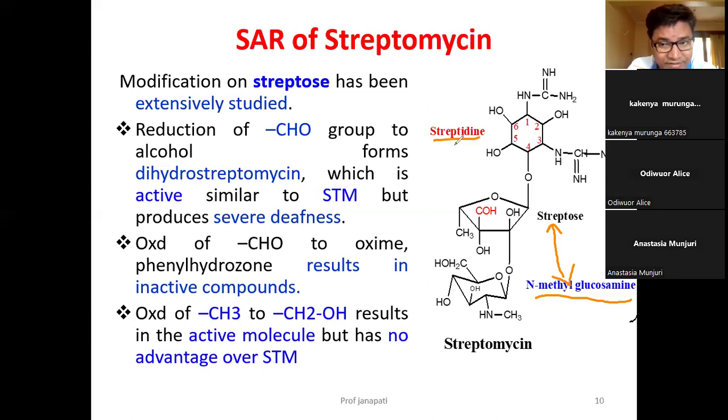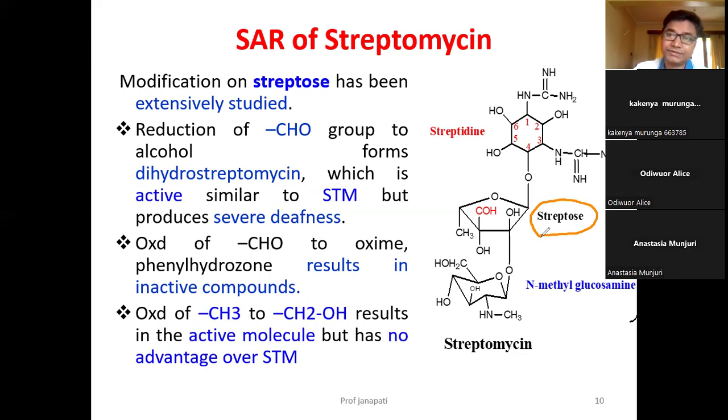Clear? Streptidine and streptobiasamine. This entire bottom portion is called streptobiasamine, which comprises streptose and N-methylglucosamine, which are glycosidically linked together. Now, during SAR, let us learn one of the important things, one by one, of the three components. A lot of modifications are done on streptose. The streptose is the center portion, which is the five-membered sugar portion.